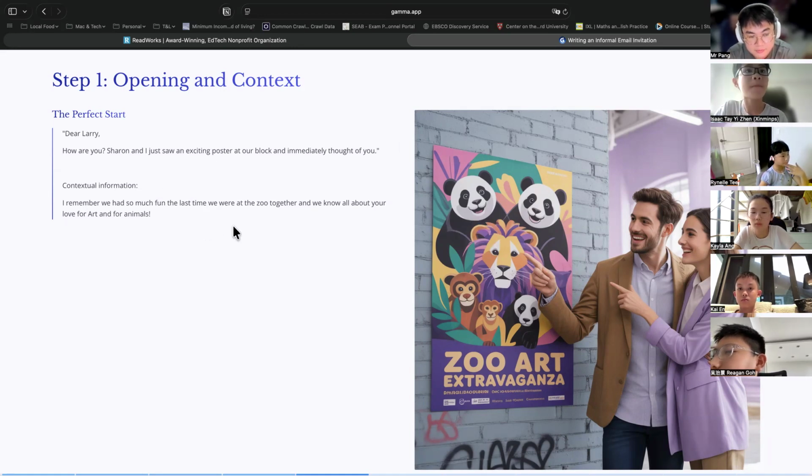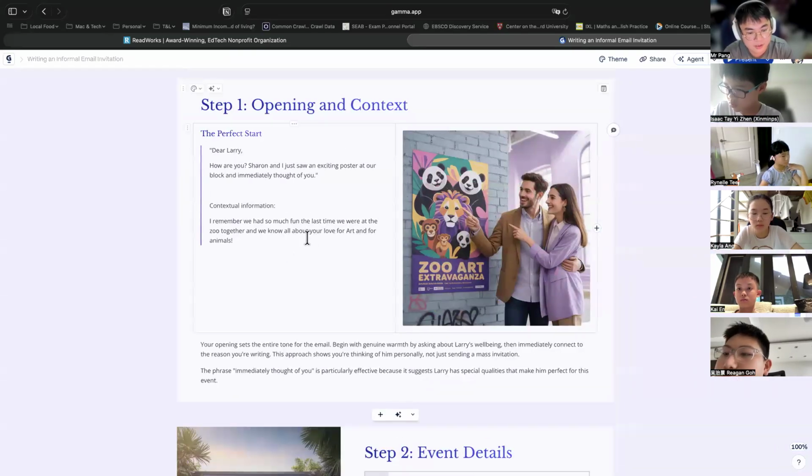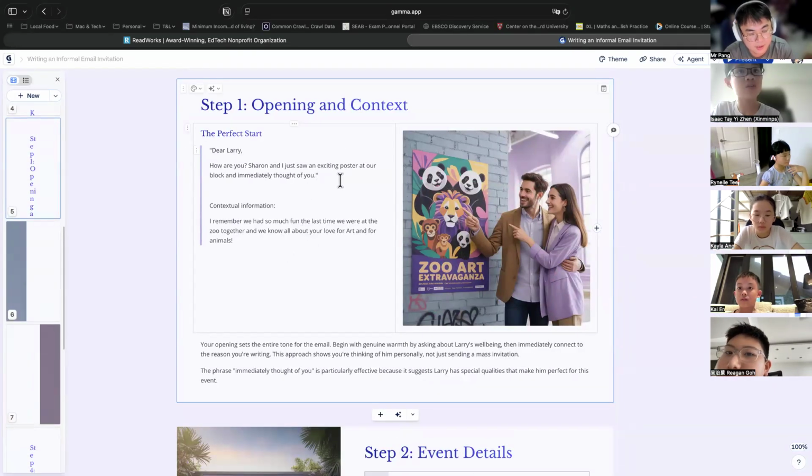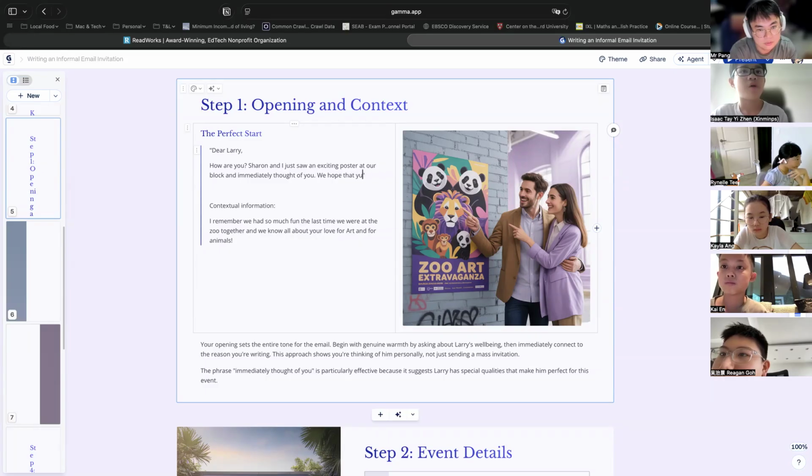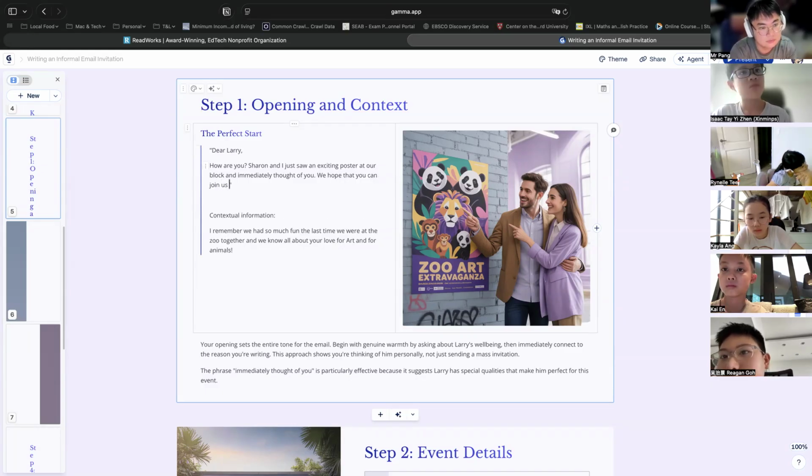So the purpose statement, okay, I'm sorry. I think I might have missed something out here. So I missed out the purpose statement. Okay, this is the purpose statement, right? That you can join us at this event.